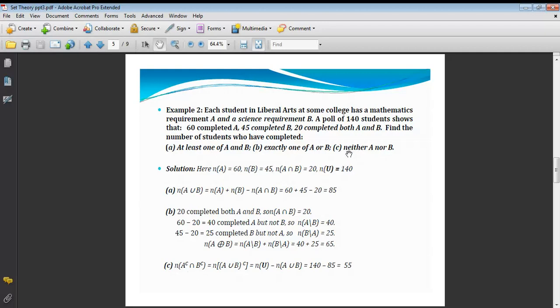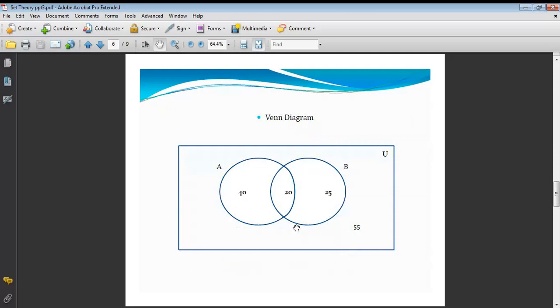For the third part, this is neither A nor B. That is the number of elements in A complement intersection B complement. By the rule, it is the number of elements in the complement of A union B, which is n of the universal set minus n of A union B. Write down the related terms. It is 140 minus 85, that means 55. This represents the Venn diagram for the last example. So here the usual meaning of those parts will be clear.